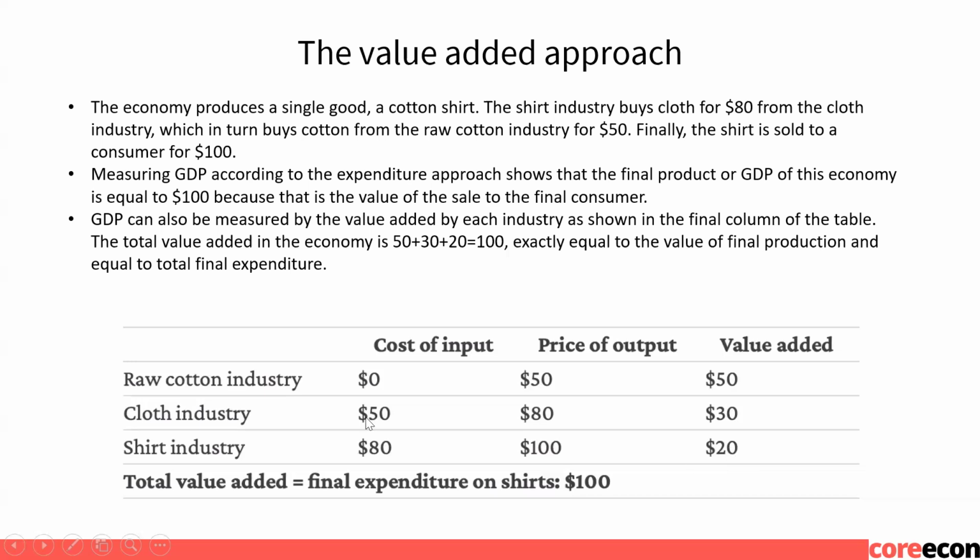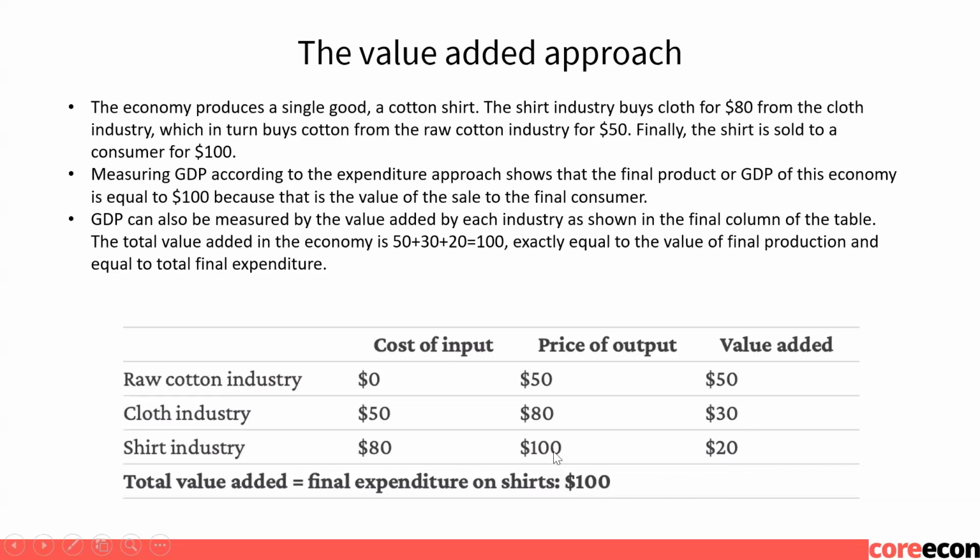Now notice here we said the raw cotton industry has no inputs. It's just producing an output. And the value there was $50. The cloth industry, again, there was only one input, which was the raw cotton for $50. And it was turned into an $80 cloth. So that was $30 value added. And for the shirt industry, the same logic. We have $80 of inputs and $100 of output, turning into a $20 value added. If you add up these, you see 50 plus 30 plus 20, again, adding up to 100, right?